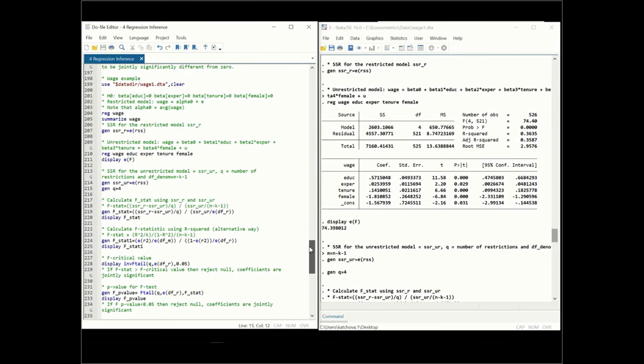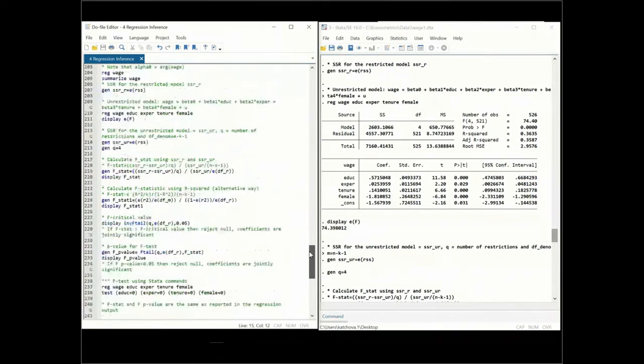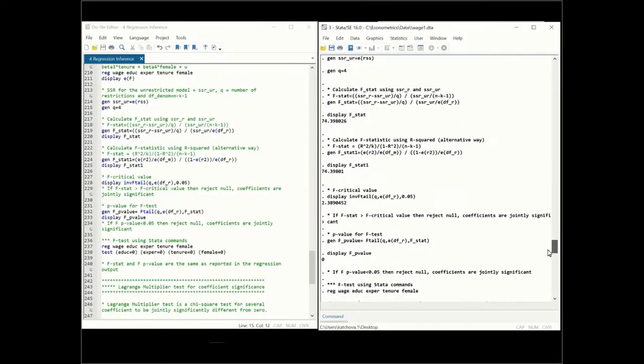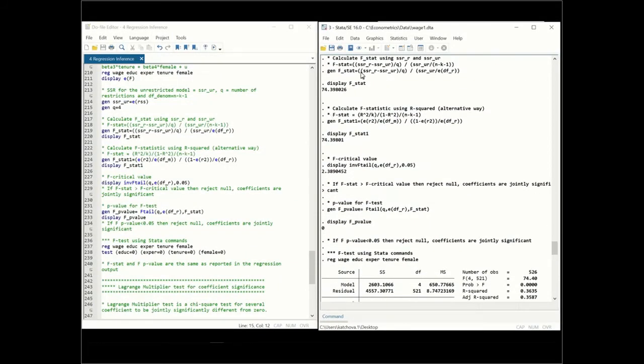Okay, so just to go through the exercise, here we could be calculating the F statistic using the formula that we have. And so just remember this number here, 74.4. So here, if we calculate the F statistic as the difference in the sum of square residuals divided by this, we would be calculating exactly the same number. So we can do that by hand as well.